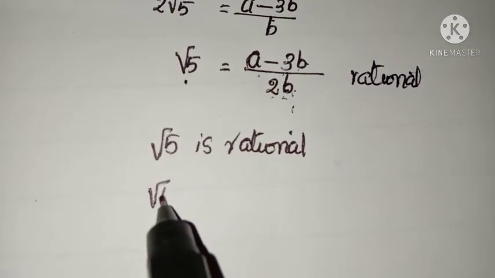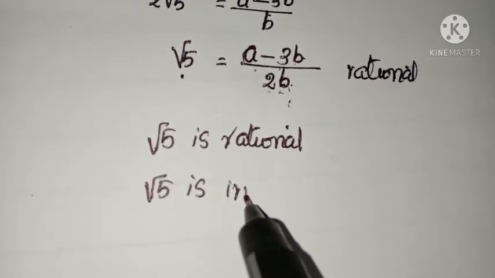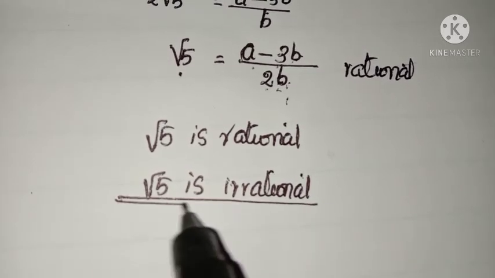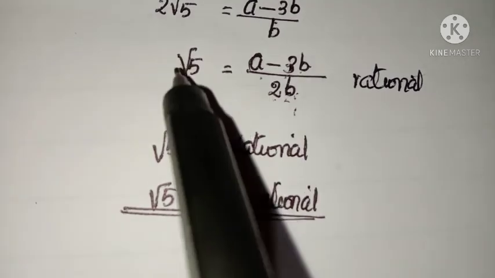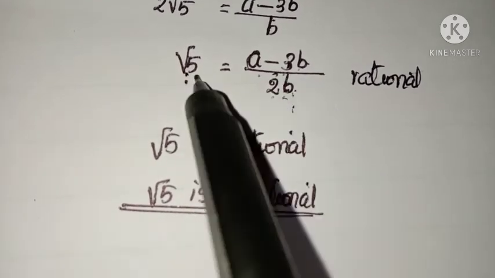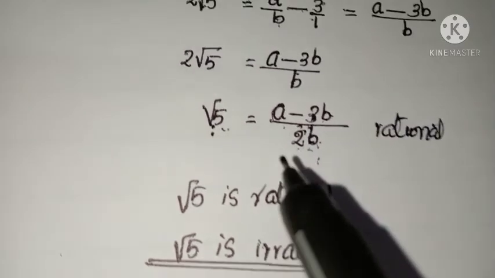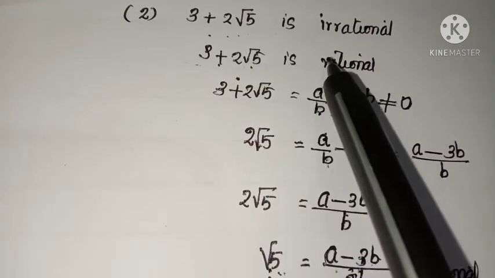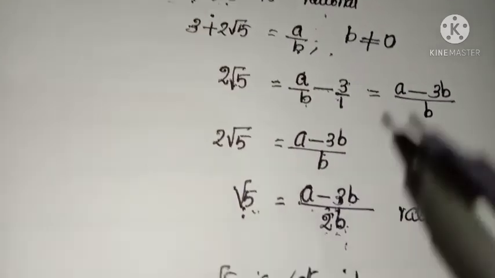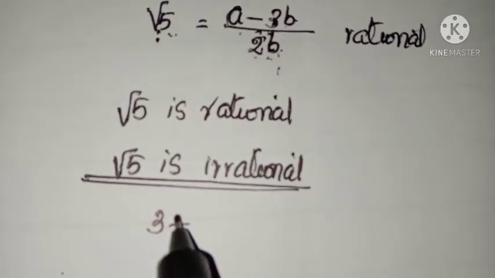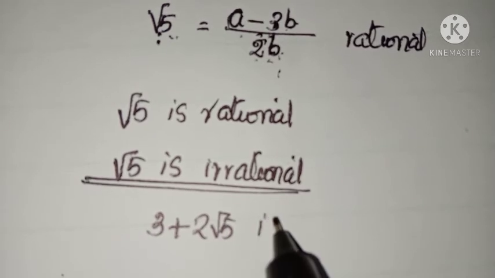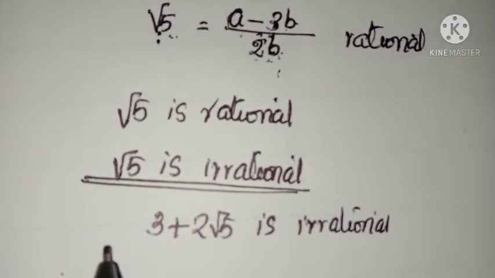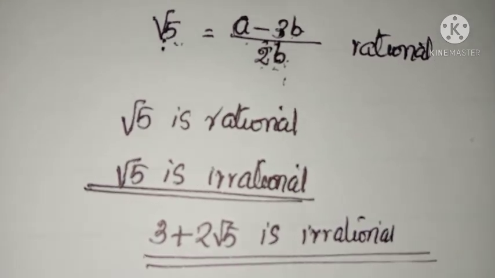But we know that root 5 is irrational. That is, we already proved. Okay. So, one side is rational, the other side is irrational. It is not possible. Therefore, this is a contradiction to our assumption. This is a contradiction statement. Therefore, 3 plus 2 root 5 is irrational.